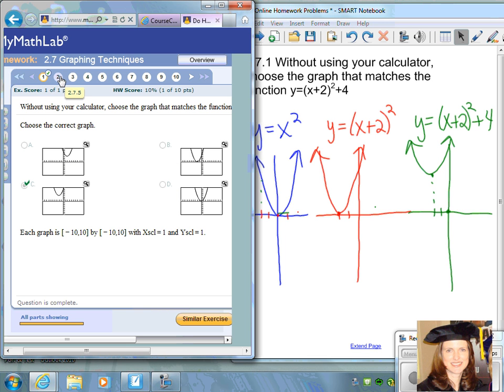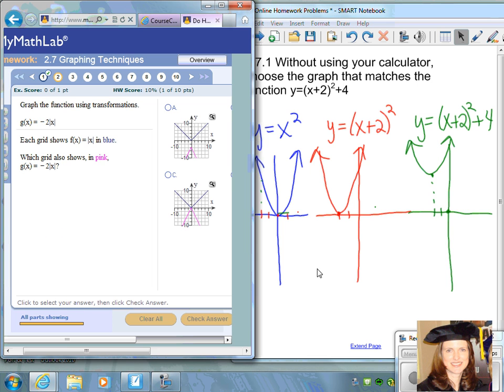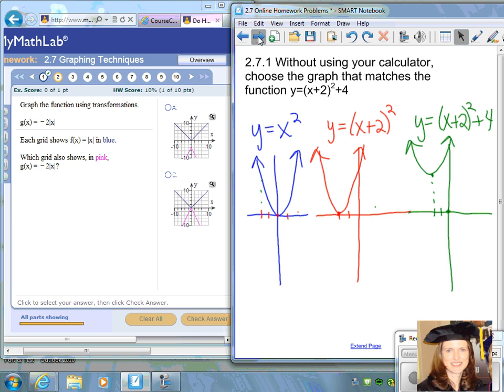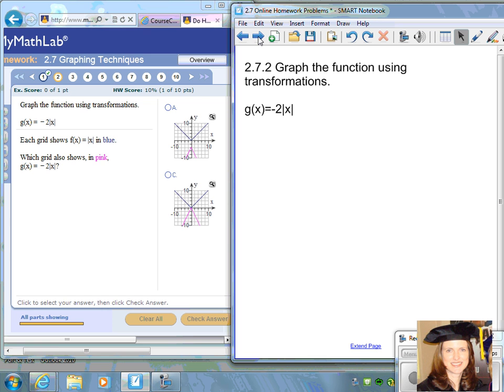Let's look at number 2. To graph the function using transformations, we have our function g of x, which is equal to -2 absolute value of x. Now the basic function, we can say y is equal to the absolute value of x, is a basic absolute value graph. It looks like the V graph.